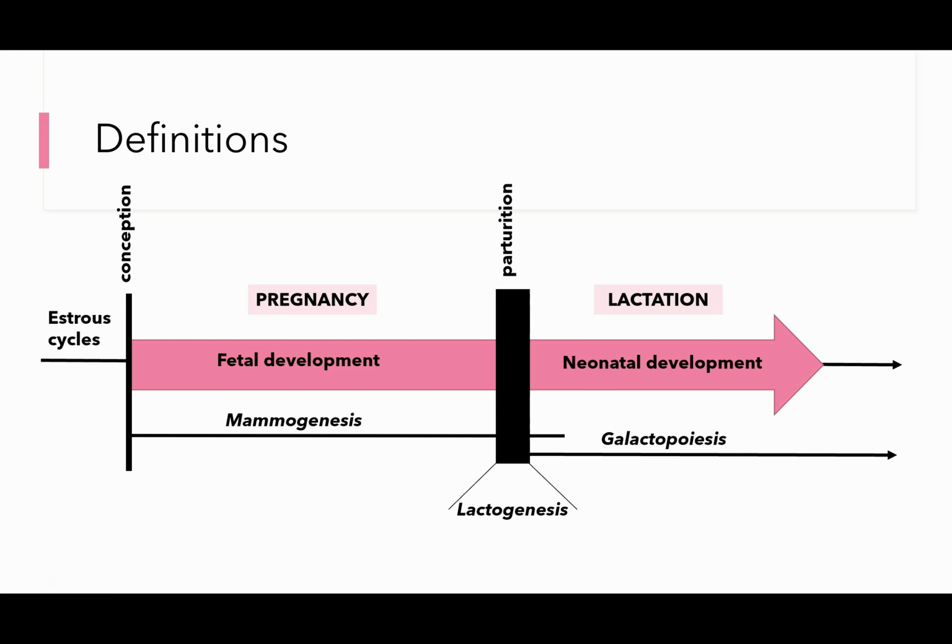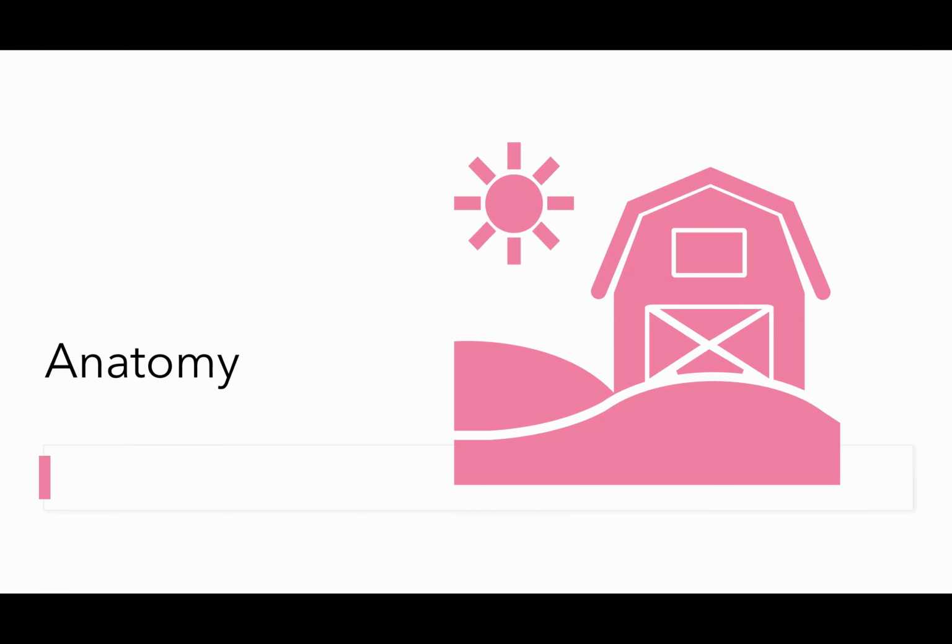During the fetal development and pregnancy, mammogenesis will occur. During parturition, remember, is the action of actually giving birth, lactogenesis occurs. And finally, after parturition, during the neonatal development, this is the major period of lactation, and when galactopoiesis, or the maintenance of milk production, occurs.